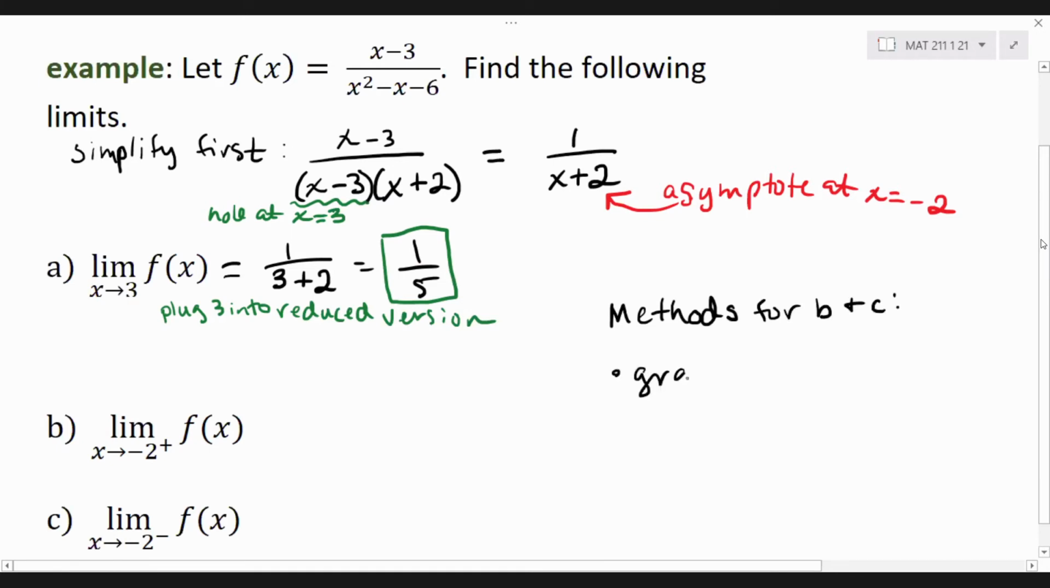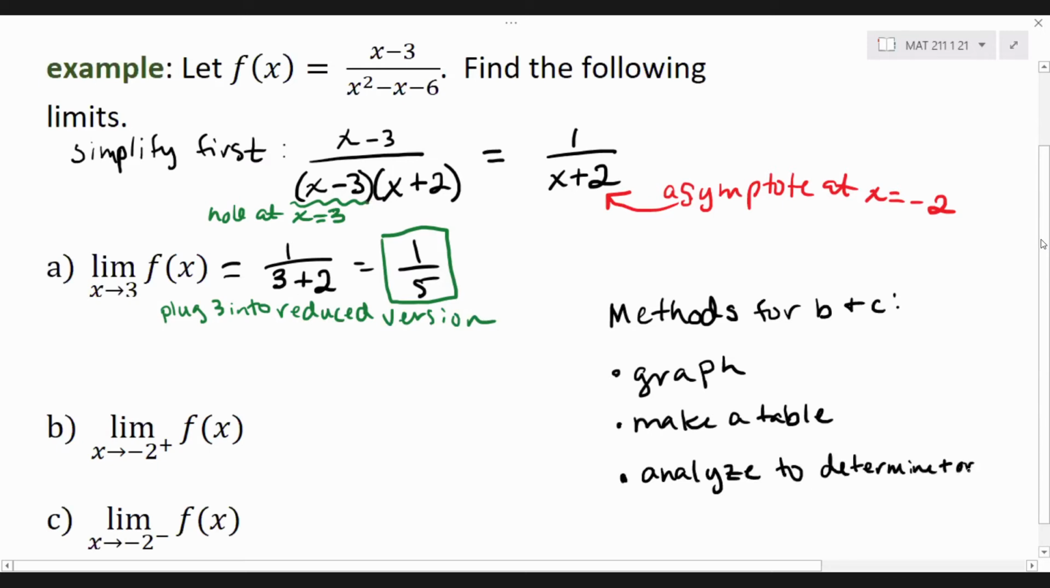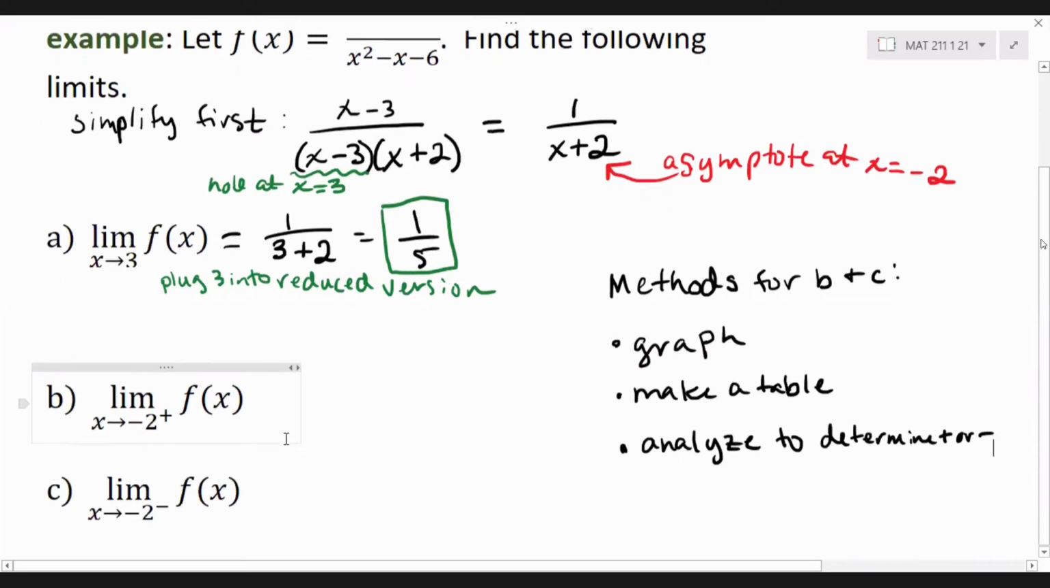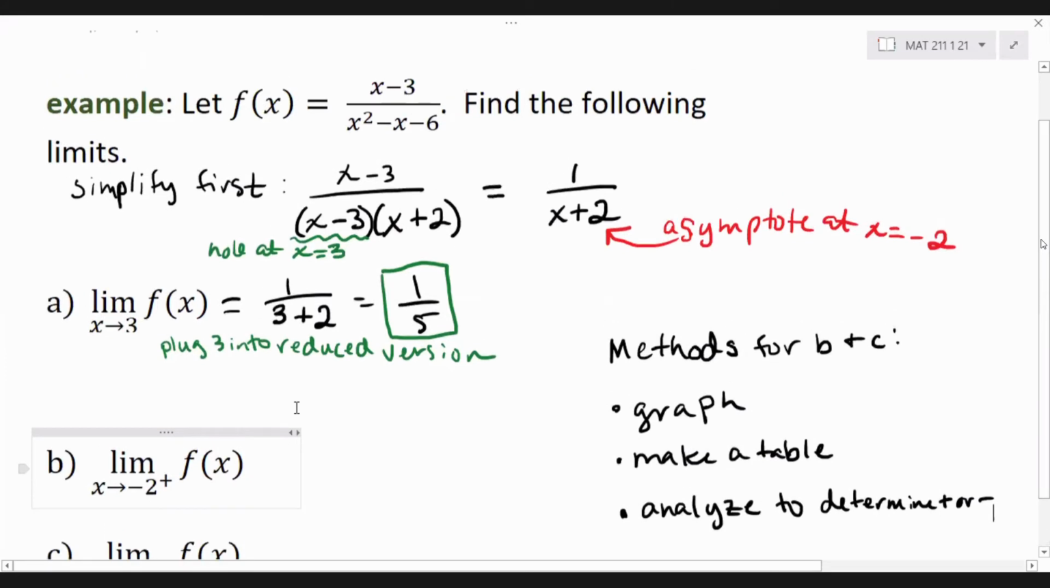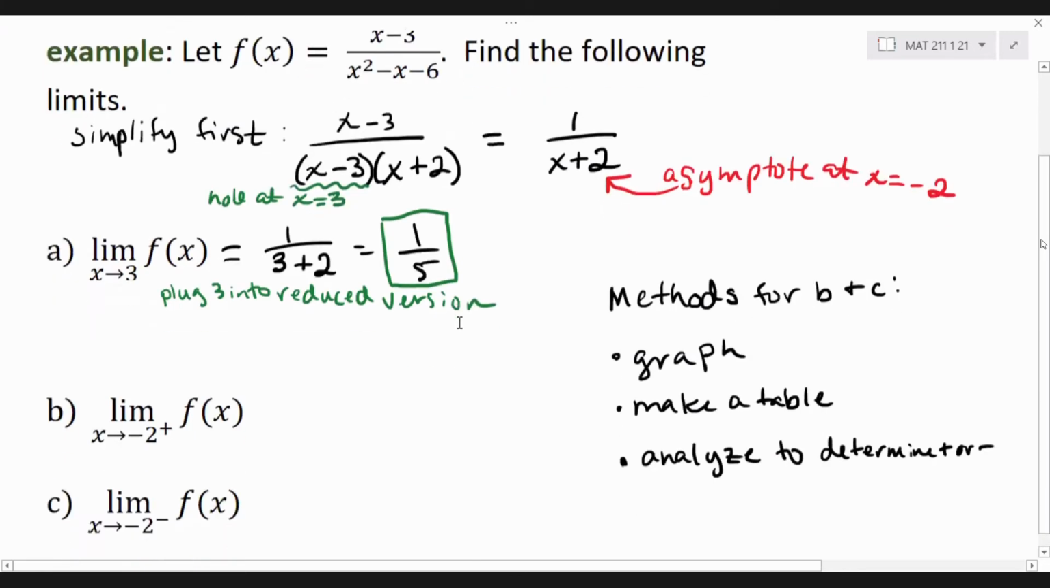So we can graph. We can make a table. Or we can just do a little bit of analyzing to decide if our function is going to be positive or negative on that side of the graph. By that, I mean we can use the reduced version, because the only difference between these two versions is that hole. The reduced version is the simpler one to work with.